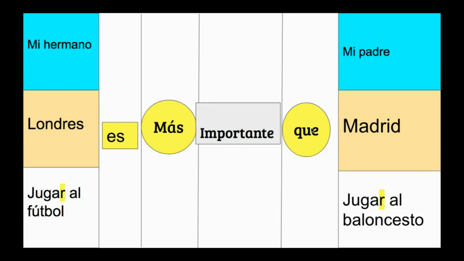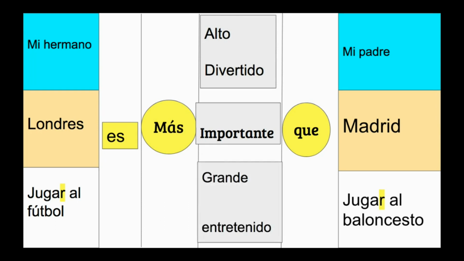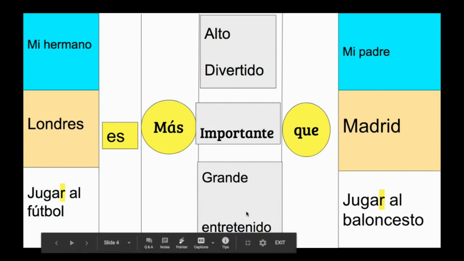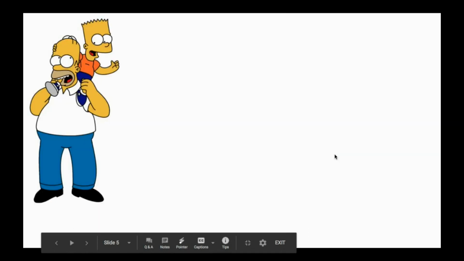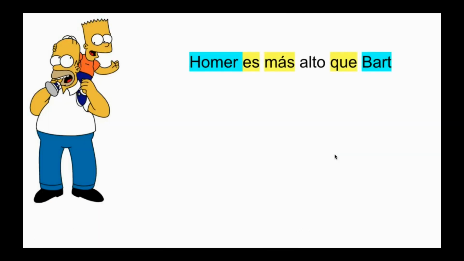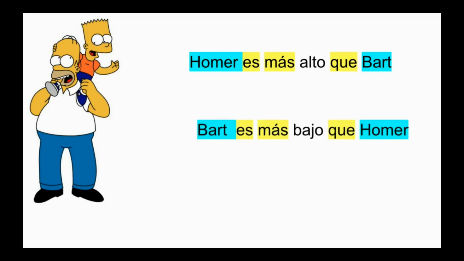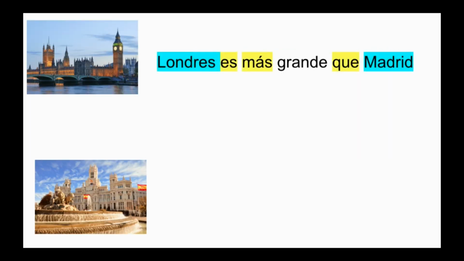Let's see some examples. Also, before we go to examples, you can use any other adjective in there instead of importante. Alto, tall, divertido, fun, grande, big, entretenido, entertaining. Homer es más alto que Bart. Homer is taller than Bart. O Bart es más bajo que Homer. Bart is smaller than Homer. Es más que.